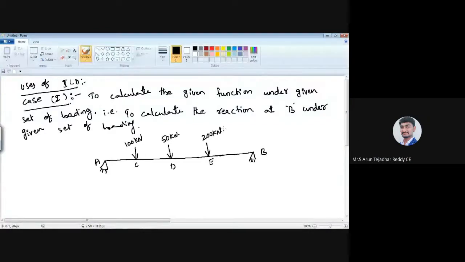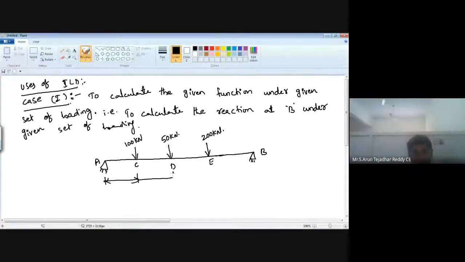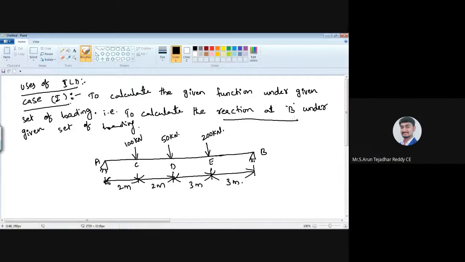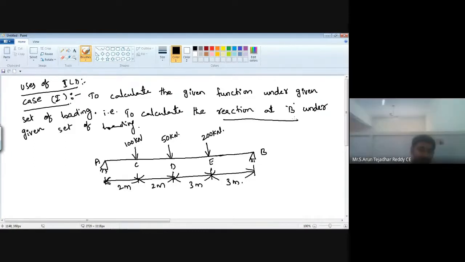Now what is the distance from A to C, C to D, D to E, E to B? Here it is 2 meter, here it is 2 meter, here it is 3 meter, here it is 3 meter. Our question is to calculate reaction at B.